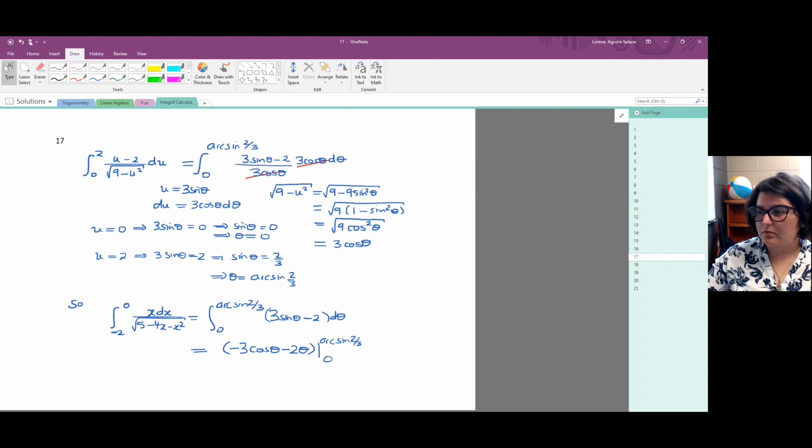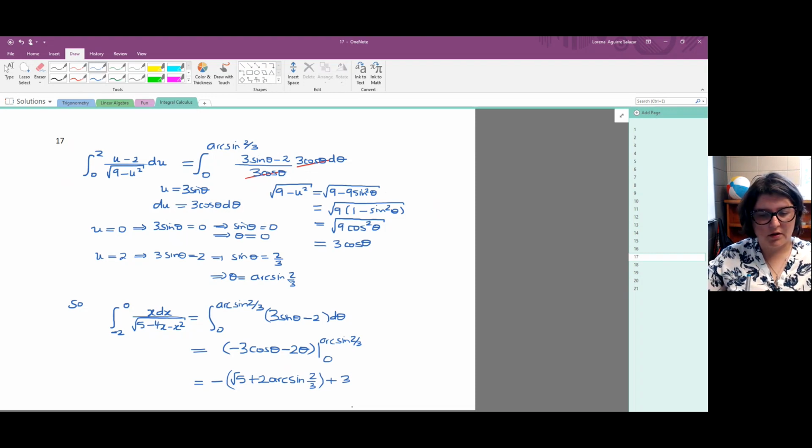And when we substitute arc sine of 2/3 into theta, in the expression minus 3 cosine of theta minus twice theta, we get the expression minus root of 5 minus 2 times arc sine of 2/3, and then plus 3. So that comes from the evaluation.